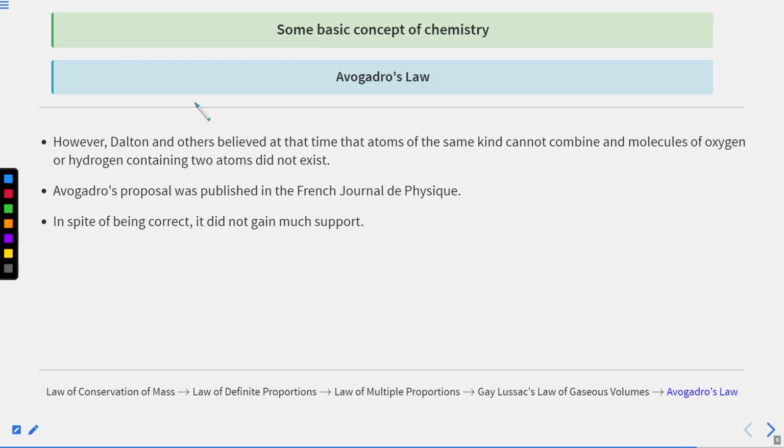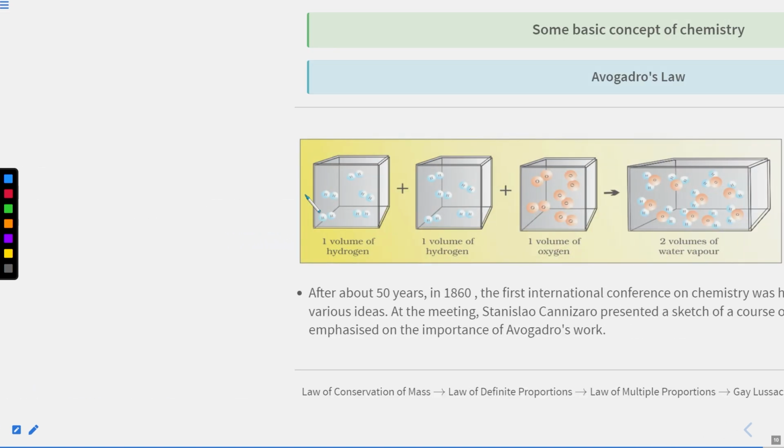However, Dalton and others believed at the same time that atoms of the same kind cannot combine. So it was believed that atoms of the same type cannot combine, and a molecule of oxygen or hydrogen containing two atoms does not even exist. Now, Avogadro's proposal was published in the French journal De Physique, and in spite of being correct, it did not gain much support at that time.